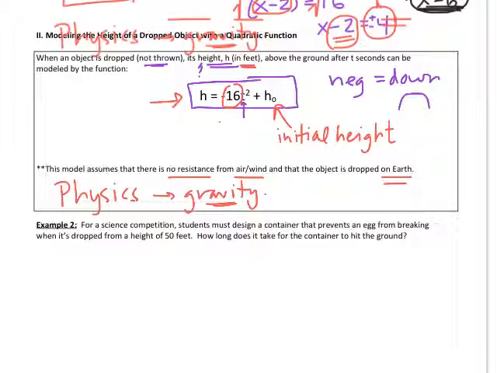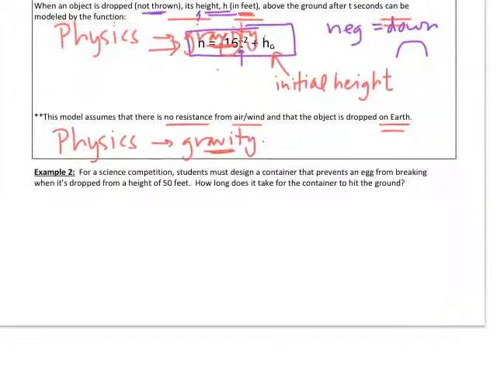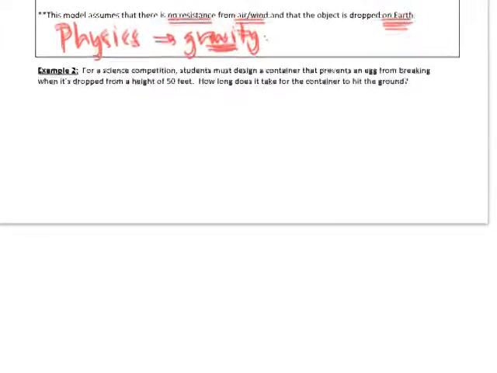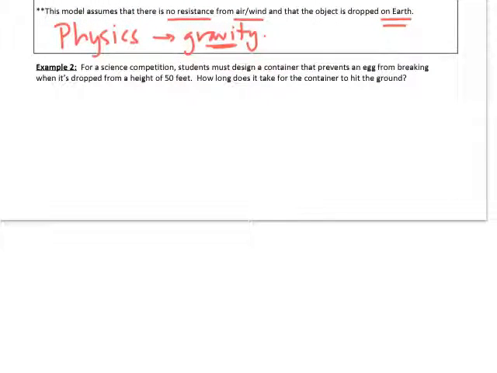So I don't want to get too fancy and too into the physics of it, but I do want us to remember to use that formula. So let's look at example number 2. For a science competition, students must design a container that prevents an egg from breaking when it's dropped from a height of 50 feet. How long does it take for the container to hit the ground?